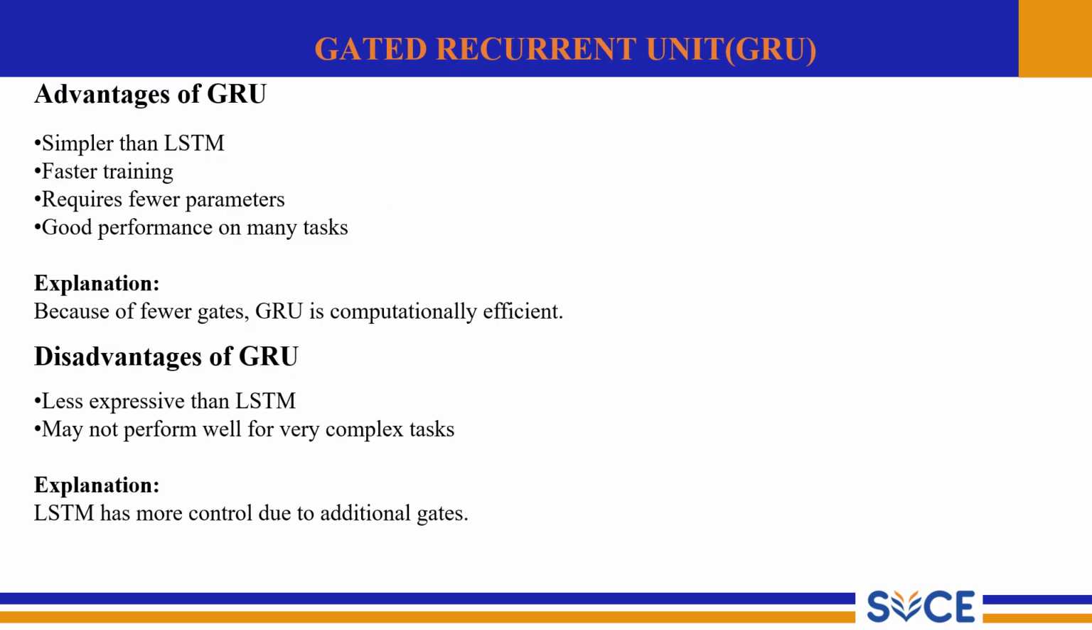Let's see the advantages and disadvantages of GRU. First, we will see the advantages. It is simpler than LSTM. One of the biggest advantages of GRU is its simpler architecture when compared to LSTM. GRU combines multiple gates into fewer components, which makes the overall structure less complex. This simplicity makes it easier to understand, implement and optimize.